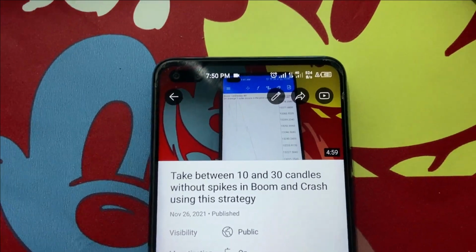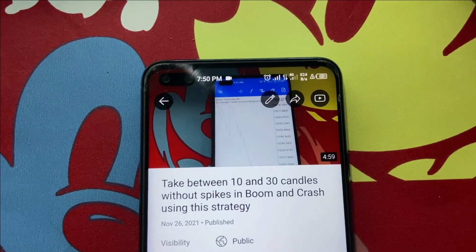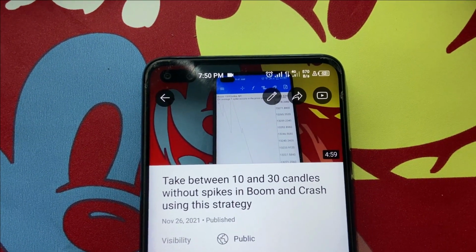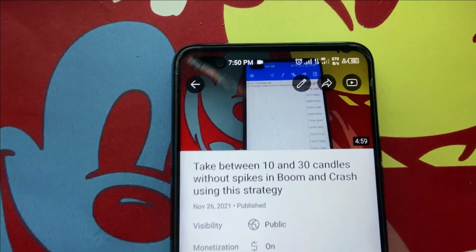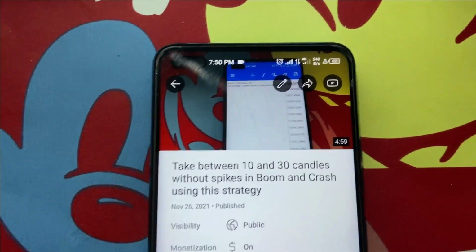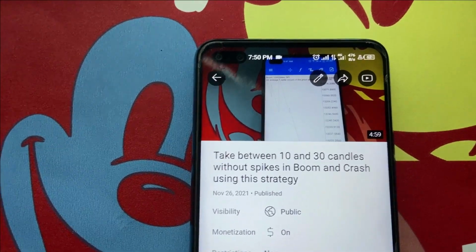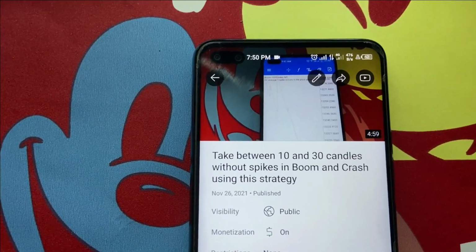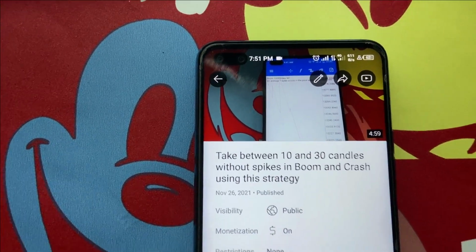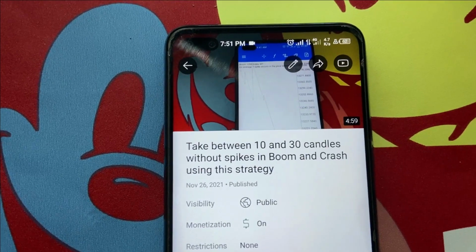Yeah, so 2 days ago I released a video on how you can take between 10 to 20 candles without spikes affecting you. But in that video I missed out some other things, which you were supposed to figure out on your own. So I've decided to make a part 2 video on what to expect and how you can use this strategy in a more efficient way. Make sure that you watch this video to the end to understand.